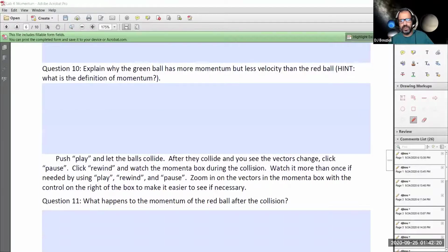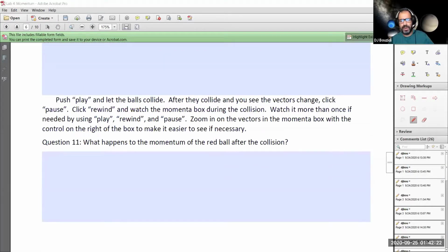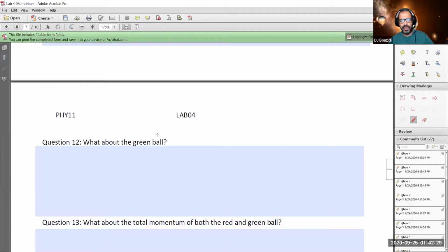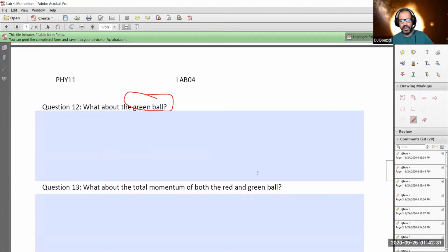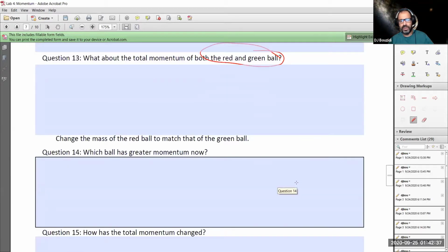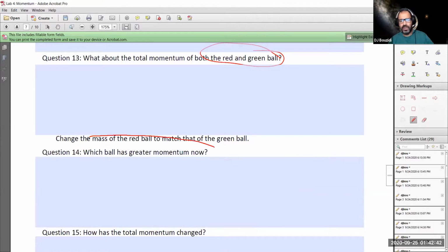So, any questions so far? Everything looks straightforward, doesn't it? So what happened to the momentum of the red ball after the collision? So now we're talking just about the red ball, okay? And then how about the green ball after the collision? How about both of them? That's the total of them. So now that's all of your questions, 13 all the way to 14. Which ball has a greater momentum now, after the collision?